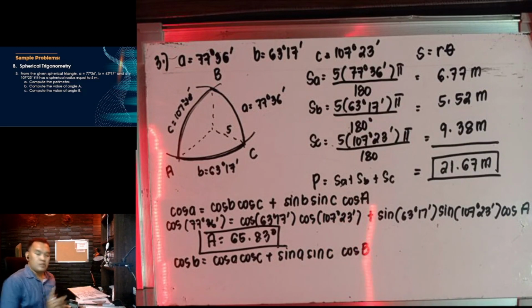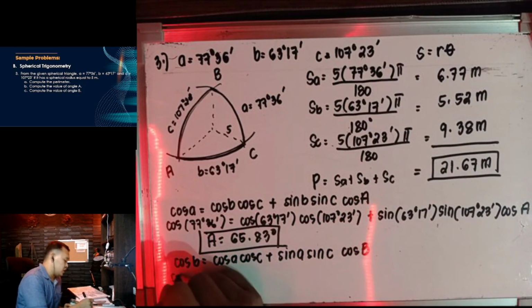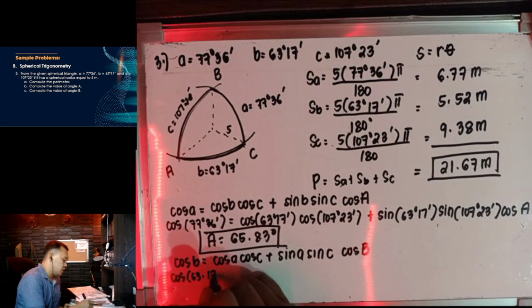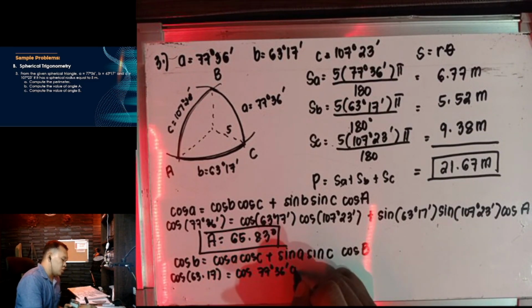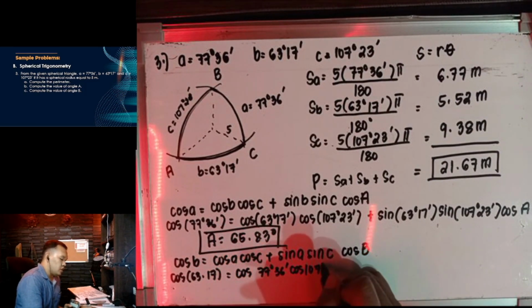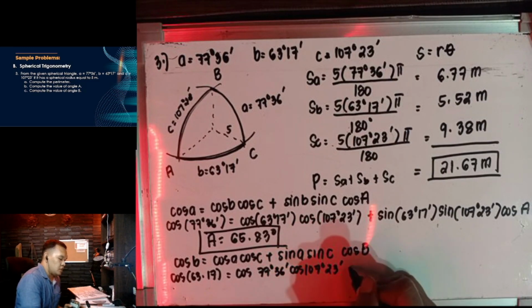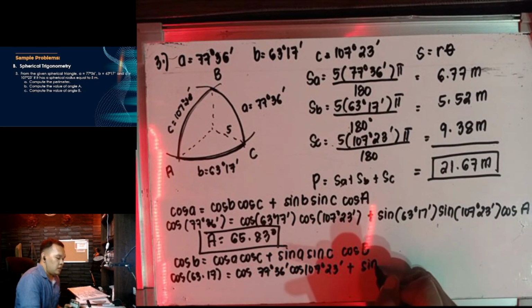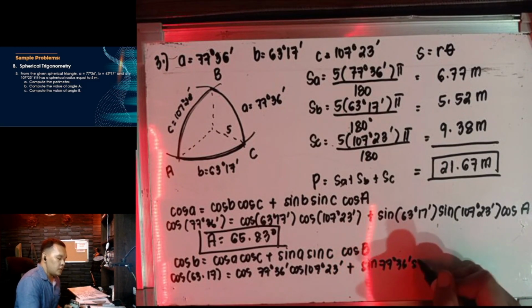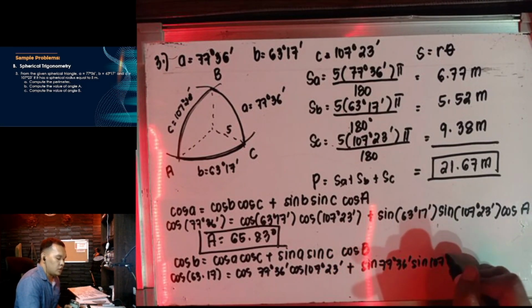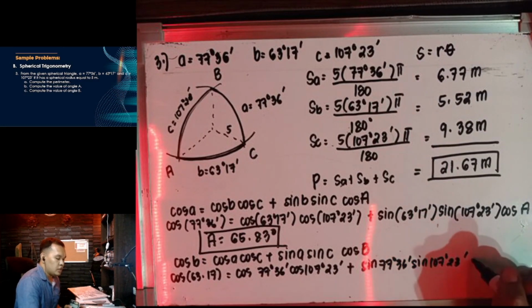Okay? So, ngayon, lagay lang natin cosine. Ang B natin ay 63.17 is equivalent kay cosine 77 degrees and 36 minutes, cosine 107 degrees and 23 minutes, plus sine 77 degrees and 36 minutes, sine 107 degrees and 23 minutes, cosine capital B.